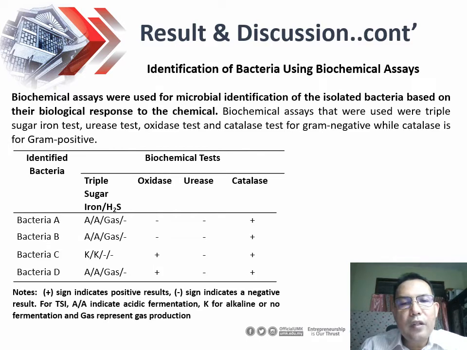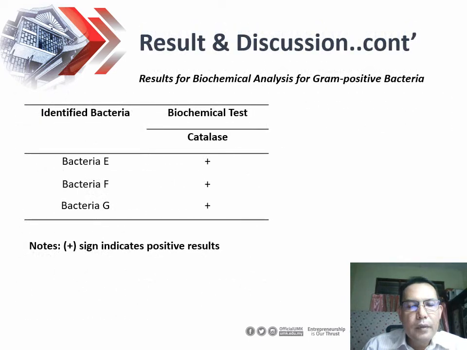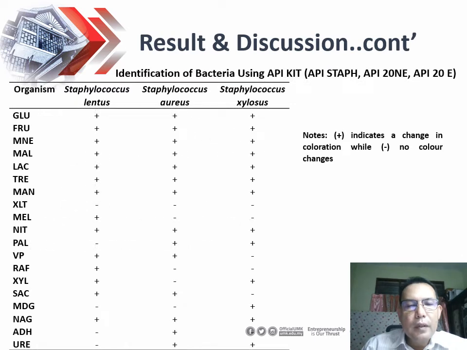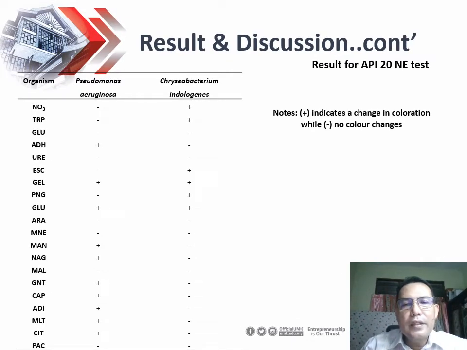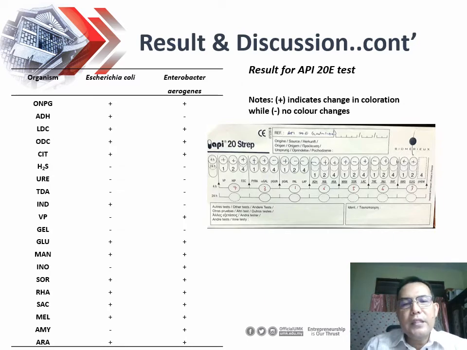Here is the result for identification of bacteria using biochemical assays. Biochemical assays were used for microbial identification of the isolated bacteria based on their biological response to the chemicals. Below is the result. Here is the result for bacteria identification for E, F, and G. A plus sign indicates a positive result. Next, the identification of bacteria using API kits: API Staph, API 20NE, and API 20E. Here is the result for testing API 20NE, and the result for testing API 20E.